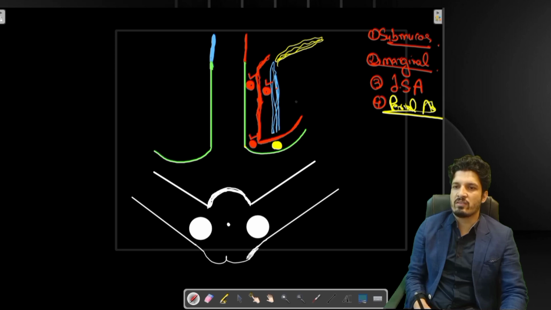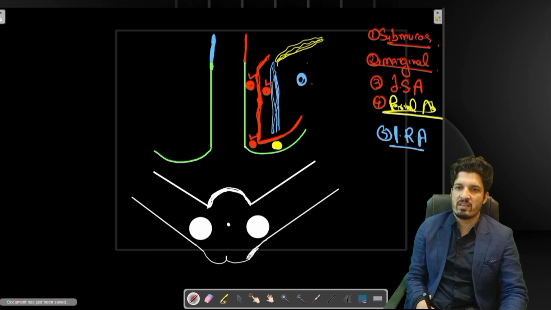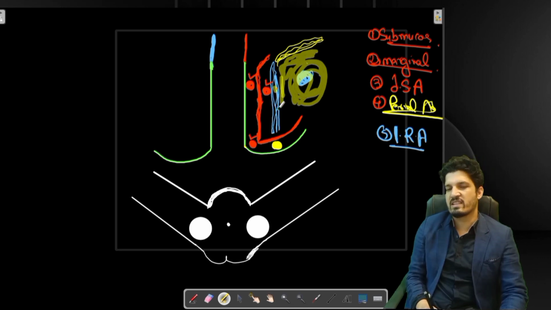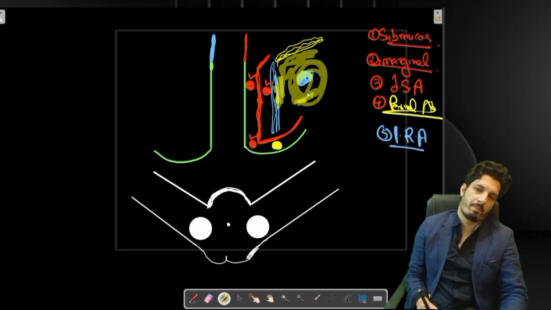Then we have the fifth type of abscess, which is known as the ischiorectal abscess. Definitely, it is present in the ischiorectal space, exactly at this point. This hole is basically the ischiorectal space. This area above is the levator ani. Here the external sphincter is there, and below this the perineal skin is there.